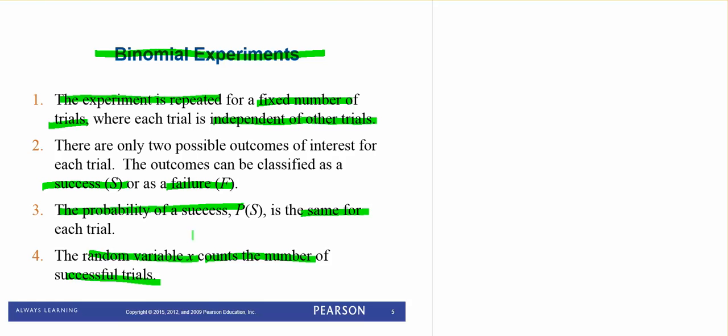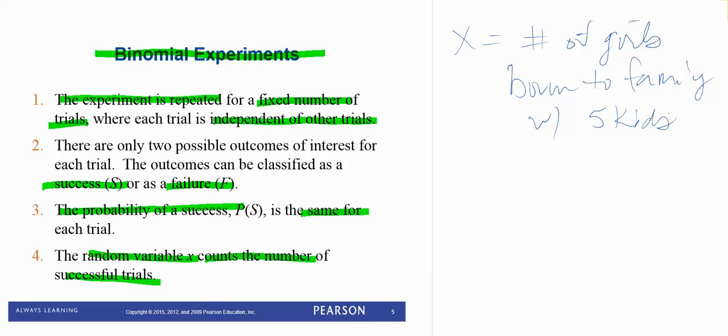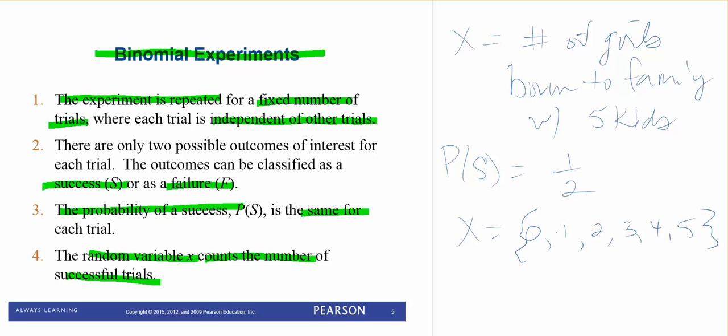of successful trials. So, for example, I'm sorry guys, don't get mad, but if we let X be the number of girls born to a family with 5 kids, then a success is being a girl. And the probability of a success would be 1/2. And X can be what values? You could have no girls, 1 girl, 2 girls, 3, 4, or 5. Those are the only possible values for X.